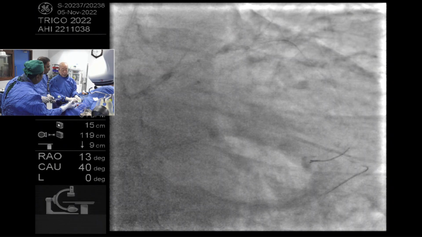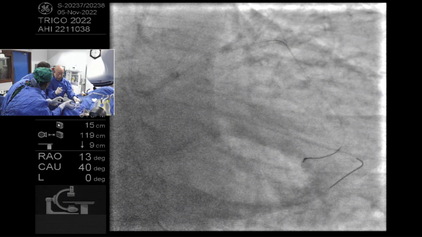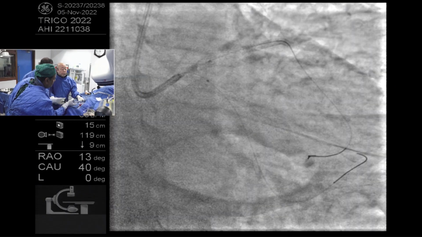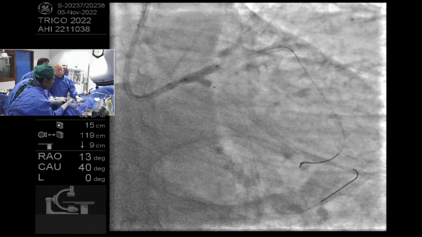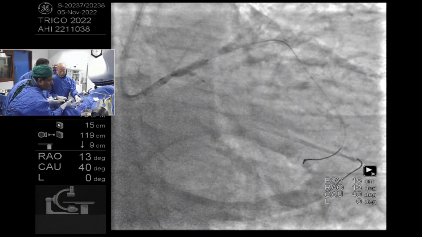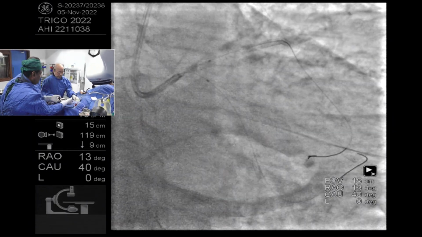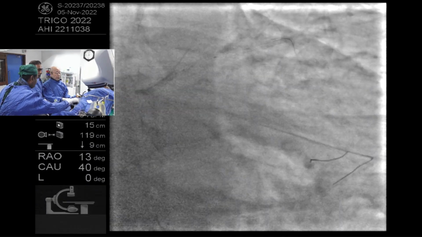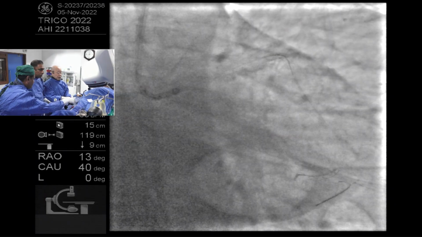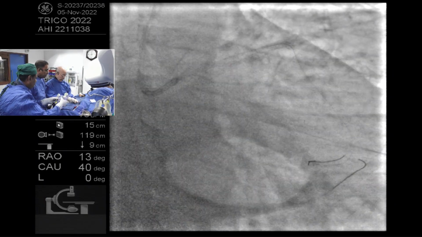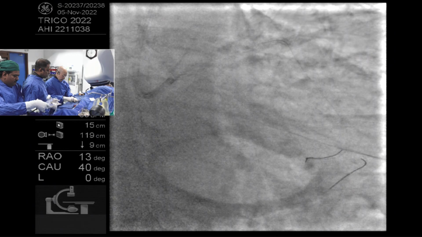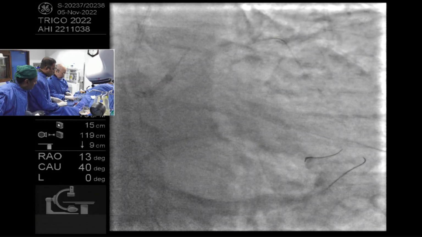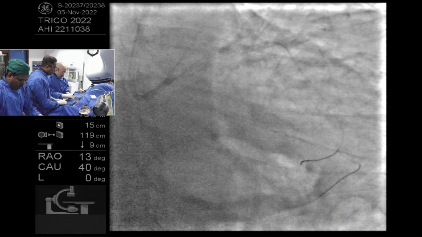Okay, and if the ostium looks good. 12 by 12 LAD. I think that's enough. Okay, I did the kiss with a 4.5. And at the end, I want to check. Dr. Saito, what is the reason to do the kiss?